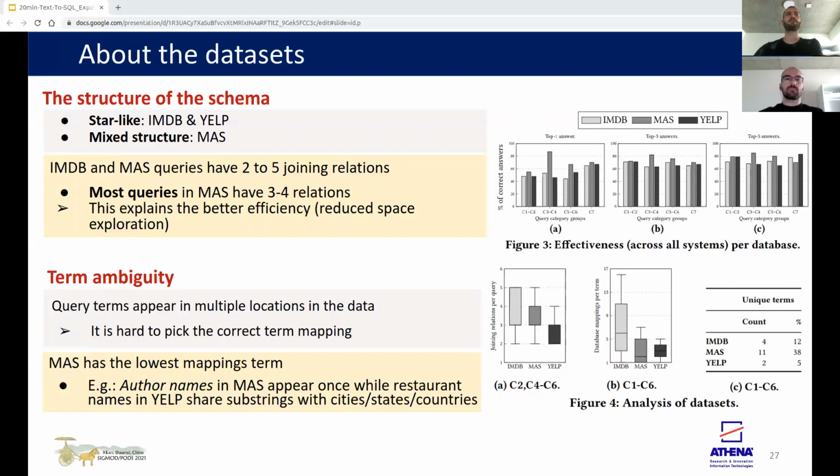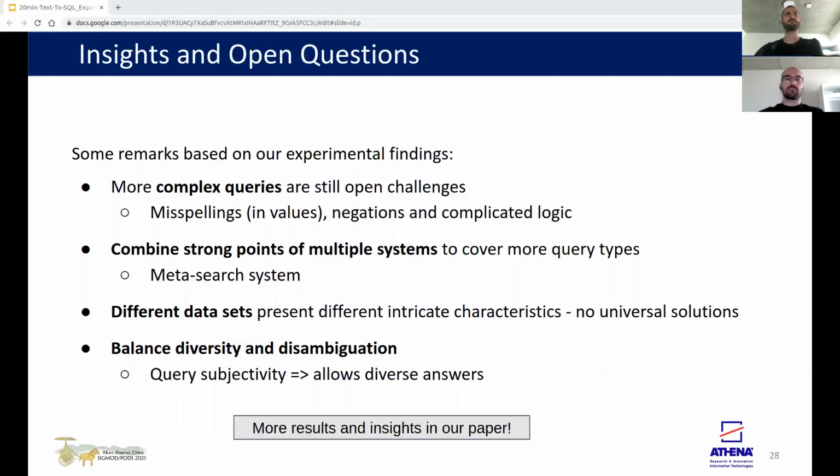If we dive deeper and analyze the terms used in the queries, we can get some useful insights too. If terms appear in multiple locations in the data, then we increase the complexity of the entity mapper, and thus the error rate is higher. For example, MAS has the lowest mappings per term and the most unique terms per query. This puts less stress to the entity mapper, lowers the exploration space, and provides better results.